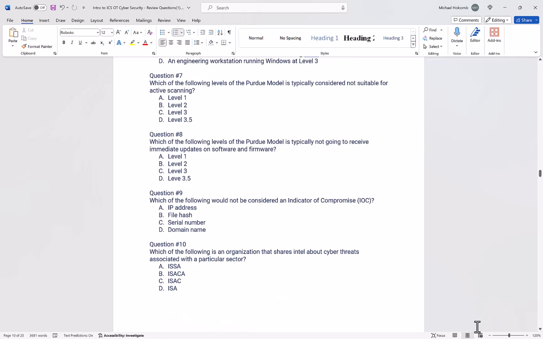All right, and finally for this unit, which of the following is an organization that shares intel about cyber threats associated with a particular sector? That's where we talked about the ISACs. And that there's an ISAC for all the different critical sectors, in the US at least, and pretty much any type of industry that we can come up with in the OT world has an ISAC associated with it.